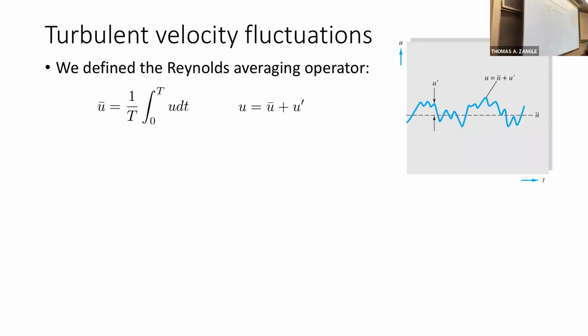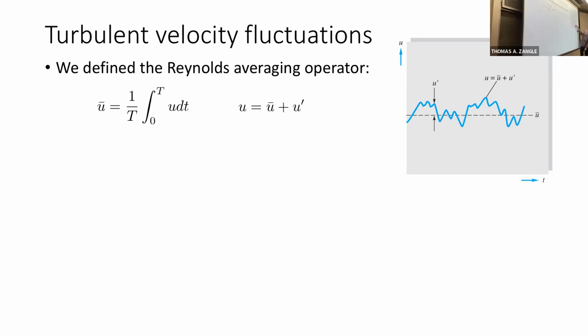Okay, so we were talking about turbulent velocity fluctuations in the last class. We had defined previously the Reynolds averaging operator. So U bar is 1 over some relevant time interval T, integral 0 to T of u dt. And this allows us to split the velocity into two components: the time average velocity, this U bar, plus the fluctuating component U prime. So this looks like this.